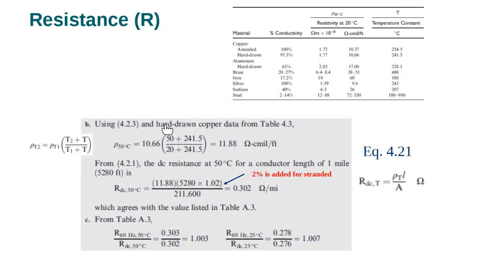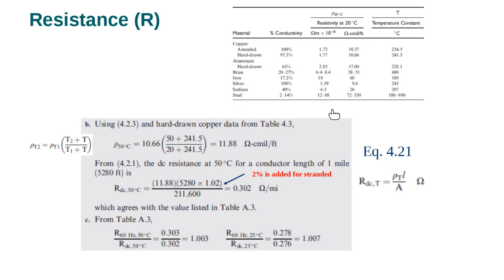Therefore, what we will do here, we use this formula. What do we want to find? We want to find the resistivity at 50 degrees, given the resistivity at 25. The table here only gives us this resistivity. Therefore, we want to find it at 50 degrees. It's not on the table, therefore we need to find it.